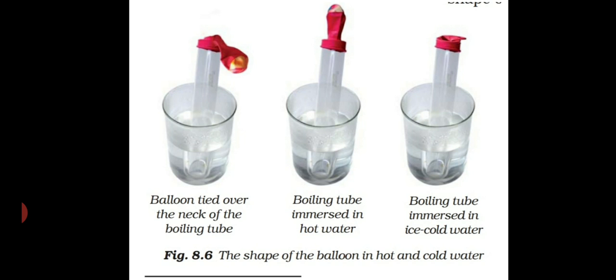We are concluding from our previous two activities, 8.3 and 8.4, that air moves from high pressure to low pressure region, and the greater the difference in the pressure, the faster the air moves. Now the next characteristic property which we are going to understand is that air expands on heating. This is the experiment which we are going to do.